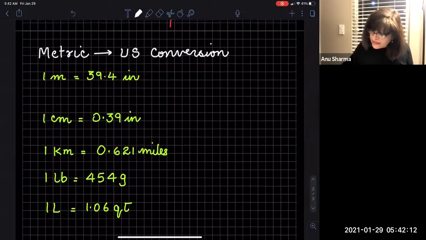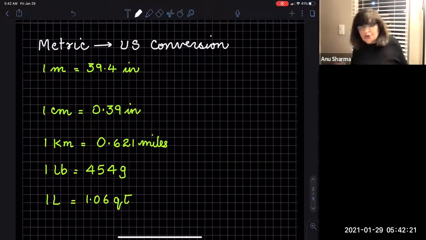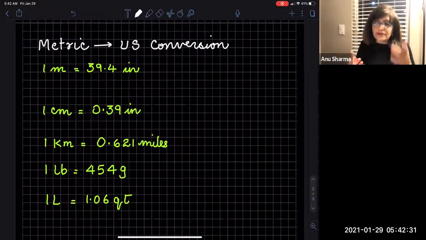Now let's look at another example where we are given the metric system and the US system, and we convert between these two. Again, this was discussed earlier, but these are just some of the equalities which are known. 1 meter is equal to 39.4 inches. Either on the exam we're going to give you these, or they are in the tables in your handouts, or you can make a note of it.